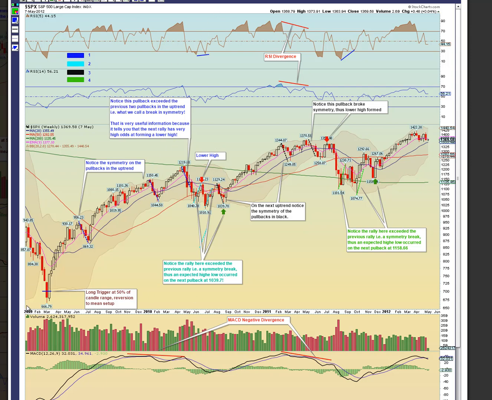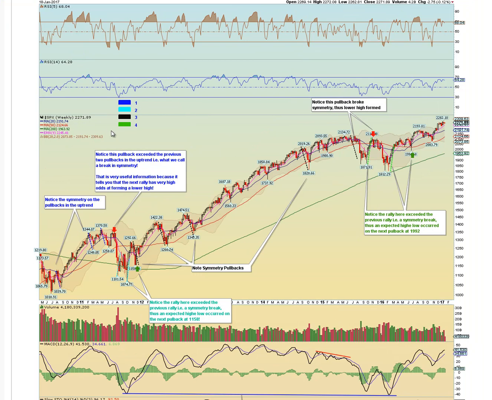Let's look at another one, since this is from 2009 to mid 2012. So let's take a look at the S&P from this time frame all the way to 2017, January now. So here's the S&P 500 to the current time frame, 2017. So we were just talking about this time frame here, 2011 into this time frame. So remember, S&P had just rallied up, broke symmetry. We looked for a higher low, which we got here.